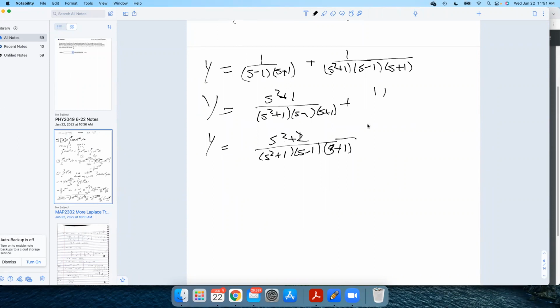Okay, so I want to think of this as, order doesn't matter here, I'm going to do it in the order I think makes most sense. A over the s minus 1, B over the s plus 1. And then here, this is an irreducible quadratic. I have to do a linear factor on top, Cs plus D over s squared plus 1.